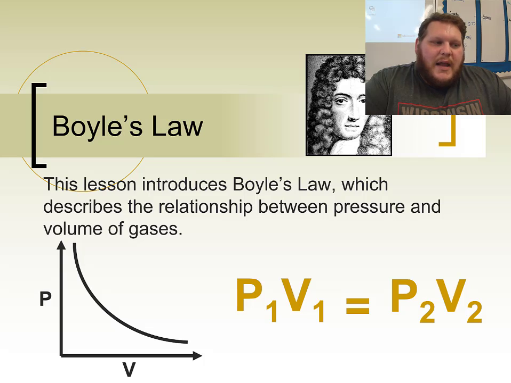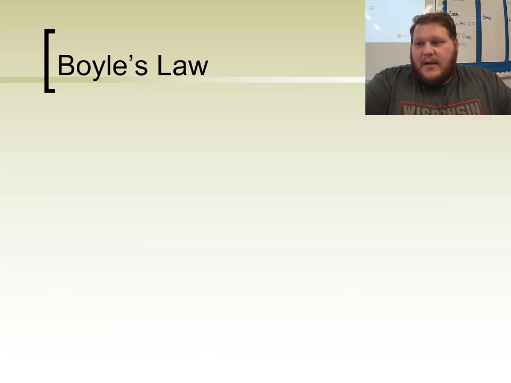Boyle's Law is looking at what happens when we hold temperature constant. So if our temperature is not changing, what happens to our other variables? And in this case, our pressure and our volume are inversely proportional, which means if we multiply them together, we have a constant, because one goes up, the other one goes down.